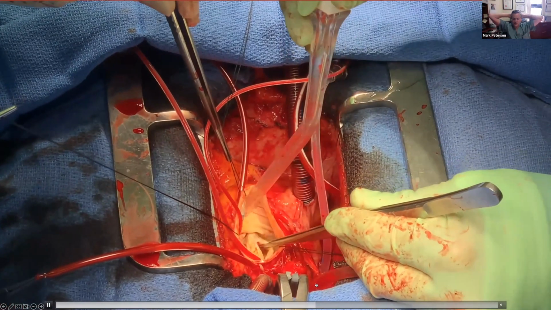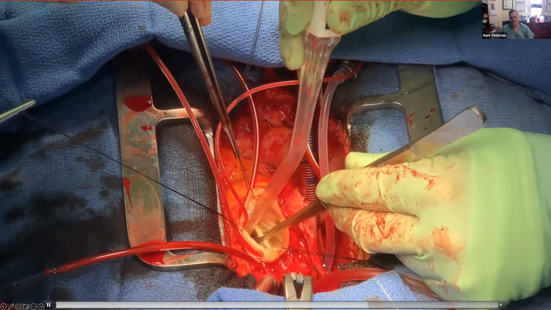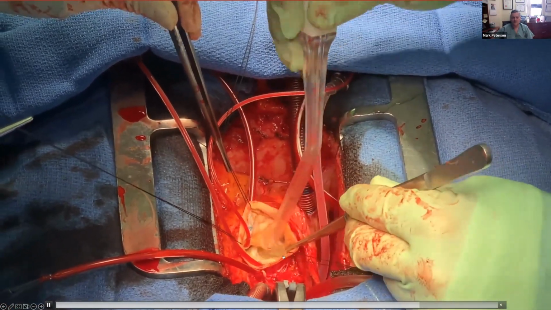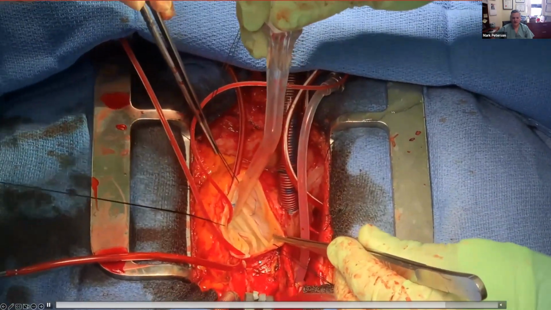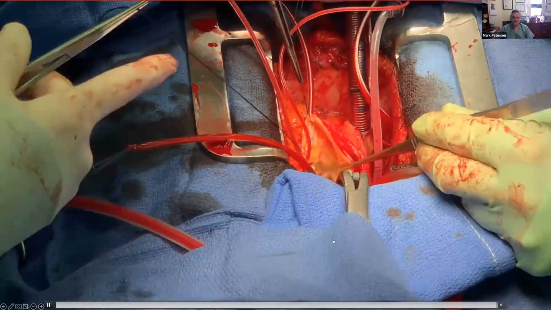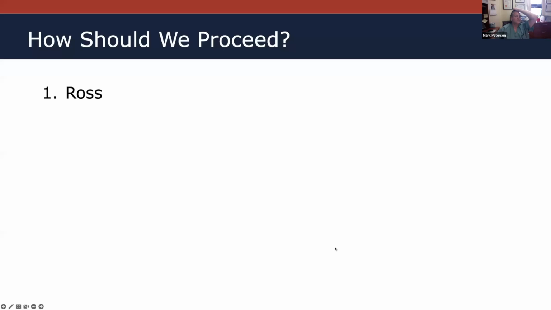Patients who present in their 20s or 30s with significant valve disease are often labeled as bicuspid. But when we get to the OR, we often find, like this, that they're unicuspid. They have a commissure between the non and the left, but they have raphes between the left and right, and right and non. So this isn't somebody that I would have considered for a Ross early in my practice.